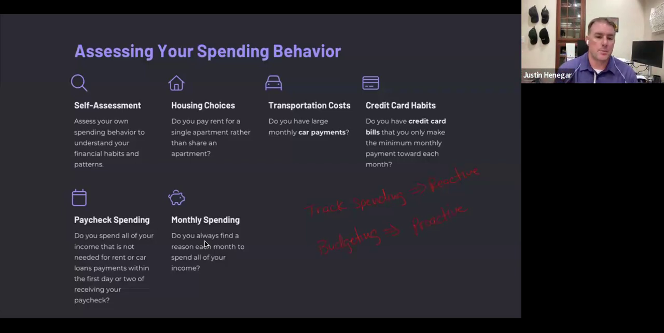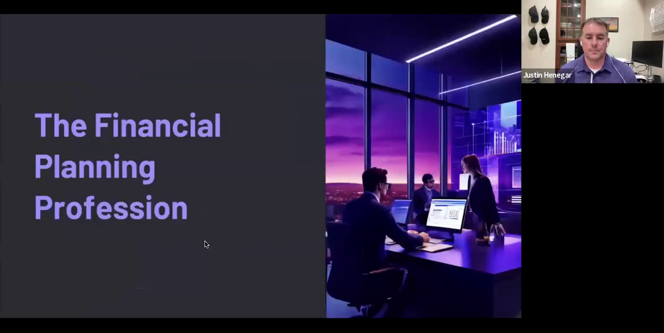All right. Assessing spending behavior. We need to assess our housing choices, our transportation choices, when we use our credit card. And then ultimately, again, this is all through this idea of budgeting and understanding where money should go versus where money is going. Because remember, if we've already spent it, the money's already been removed from our checking account.